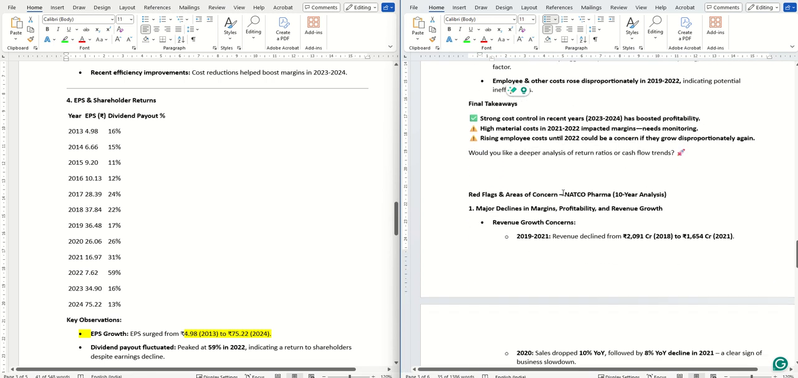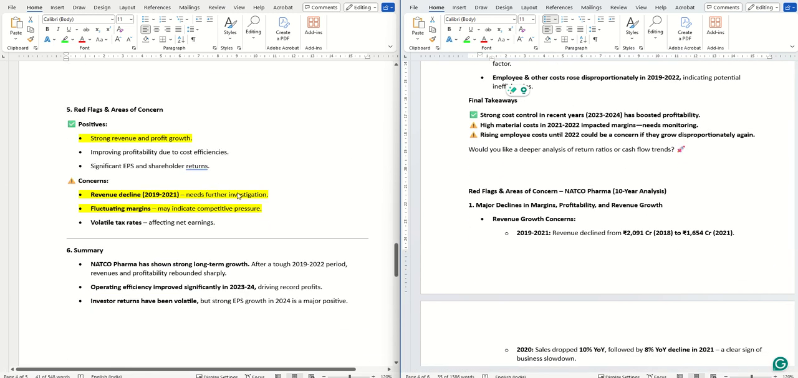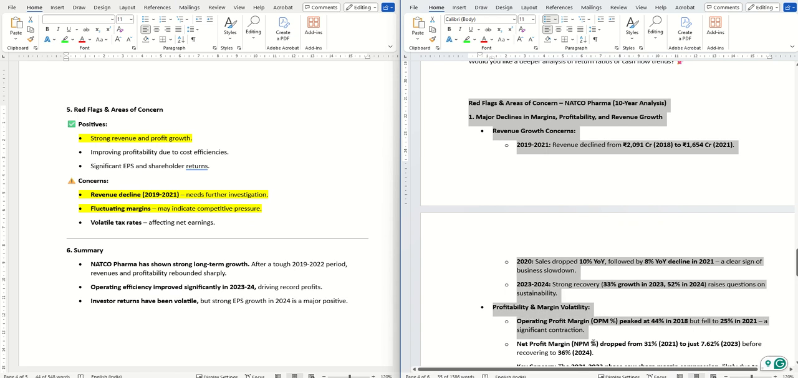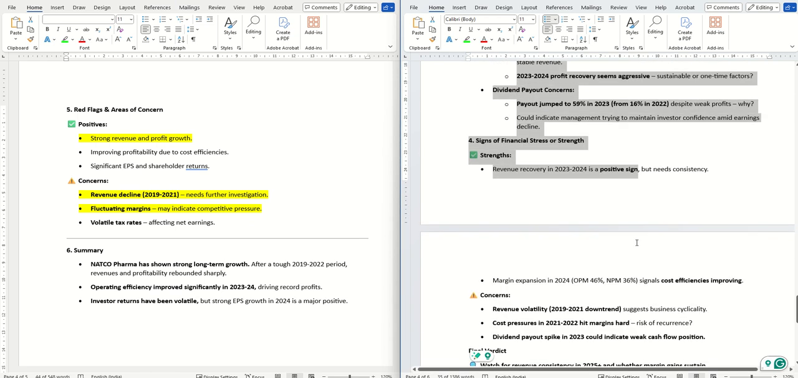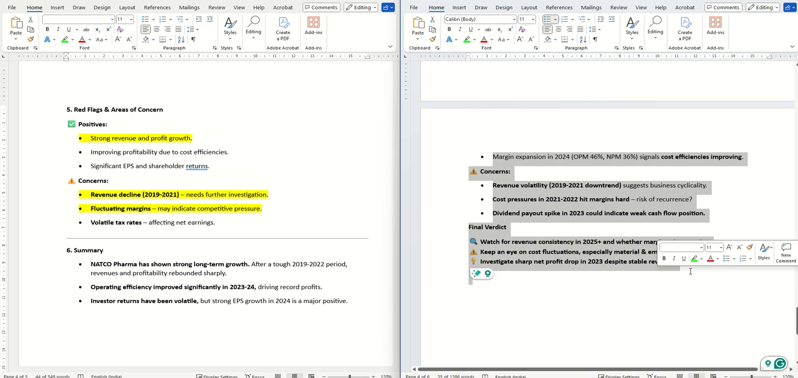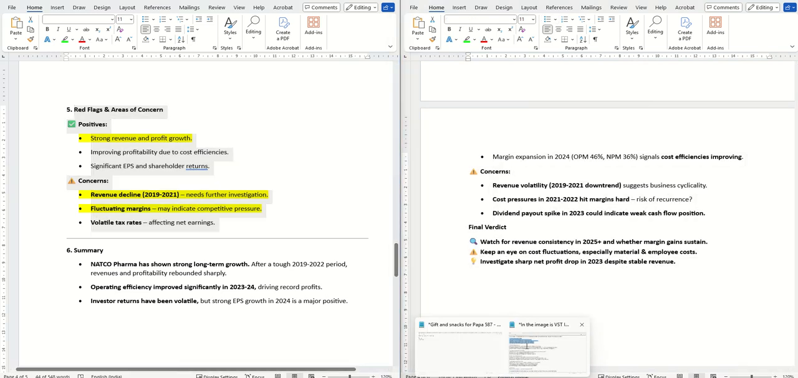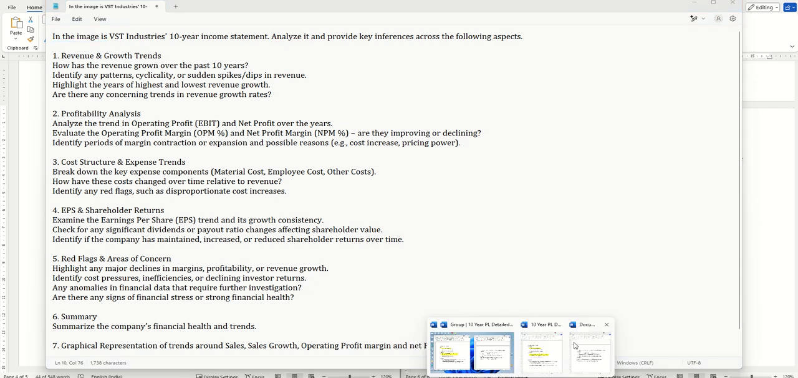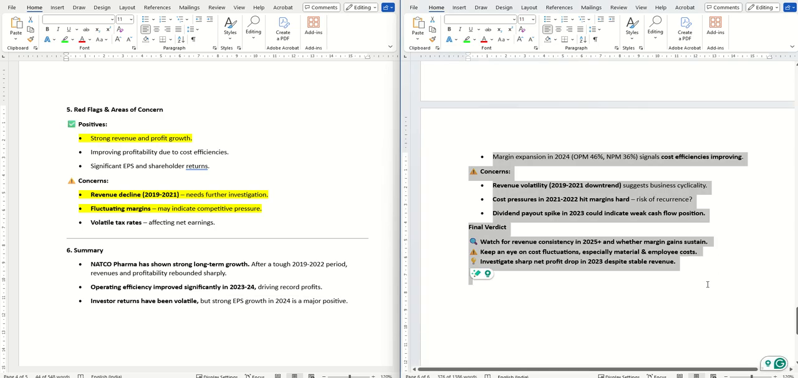Then lastly, red flags. We skipped the EPS analysis question. Red flags was earlier a half page output, which here you can see is close to 1 page, more than 1 page, close to 2 pages. So when using the prompts in pieces, like only revenue analysis, then profitability analysis, where you focus on one section for the same input, you get a much more detailed output.